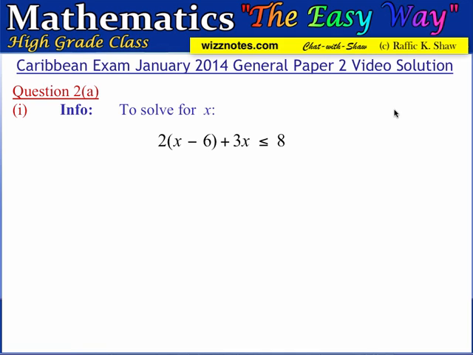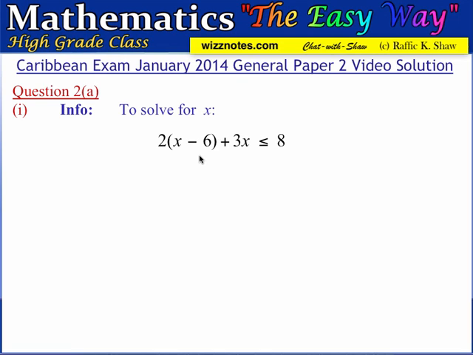And our question 2 of this January 2014 CXC CSEC exam video solution. And part 1 gives us this linear inequality to solve for x. We know that this is a linear inequality because the highest power of the variable term in this inequality is x, and the highest power of the x is 1. We only have terms in x, and so it's a linear inequality.